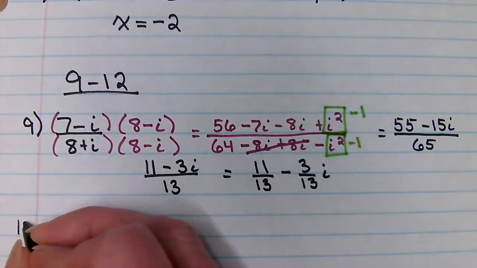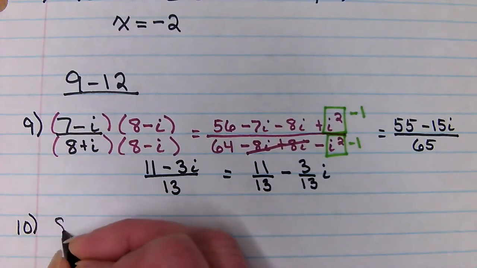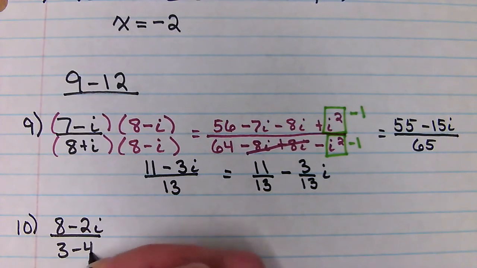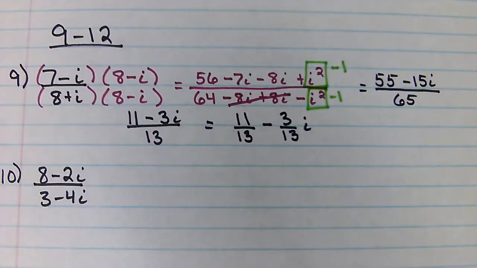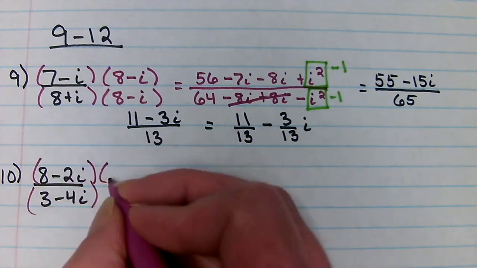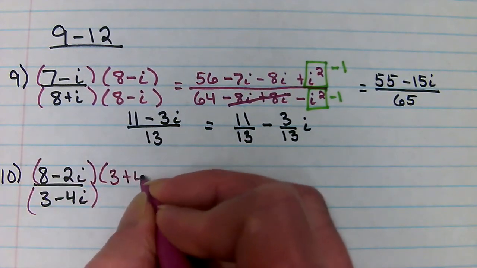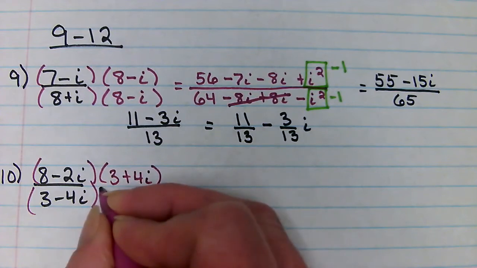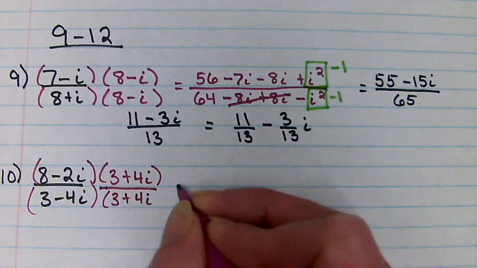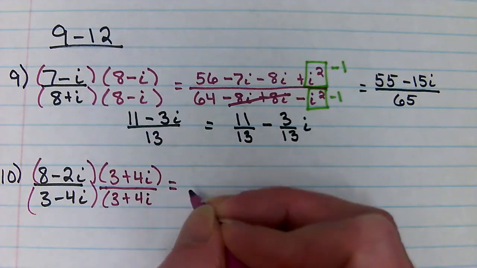Number 10. 8 minus 2i over 3 minus 4i. I'm going to multiply the numerator and denominator by the conjugate of the denominator. So that would be 3 plus 4i, and then 3 plus 4i. Now we would need to distribute.